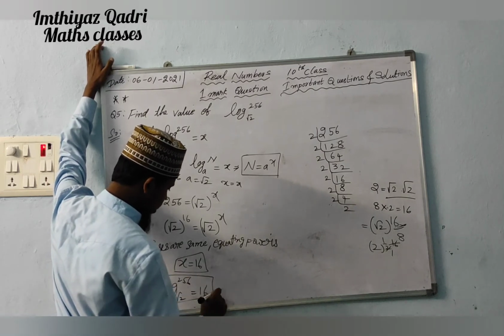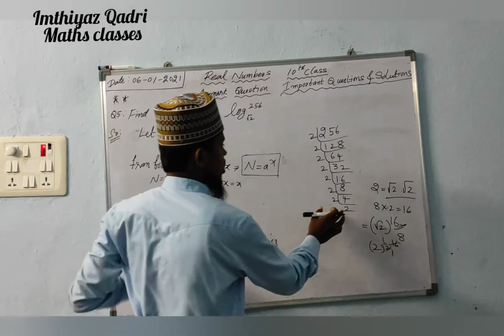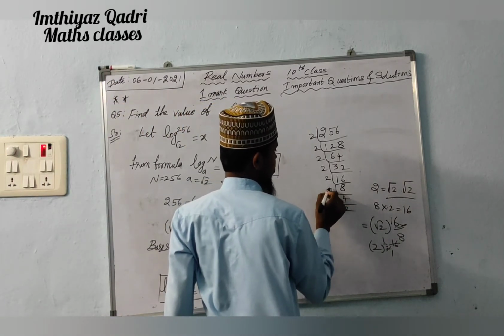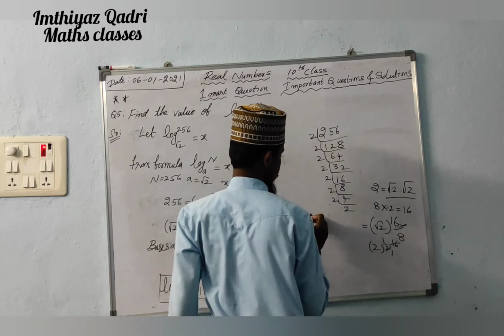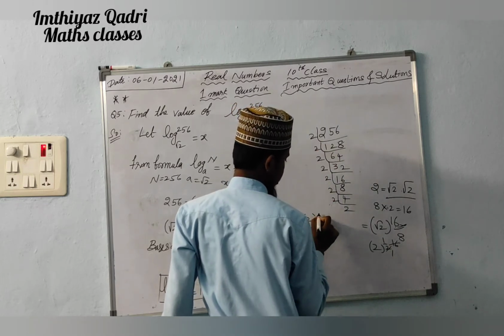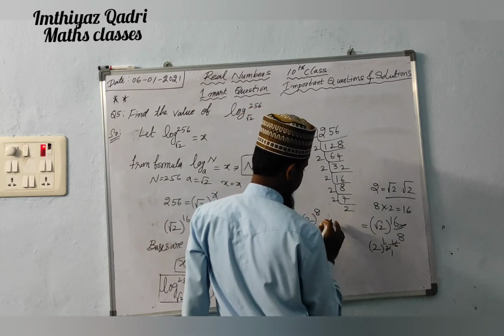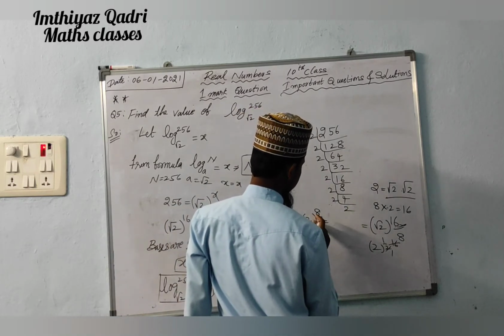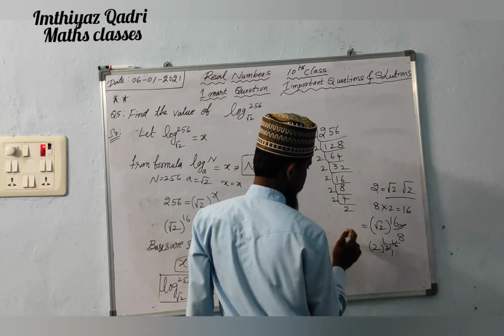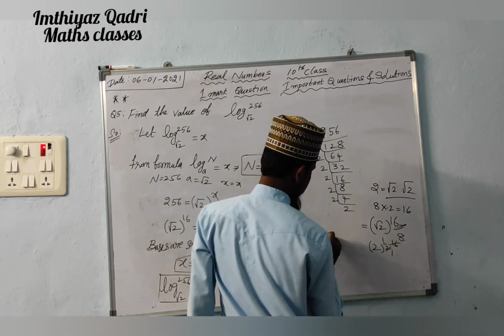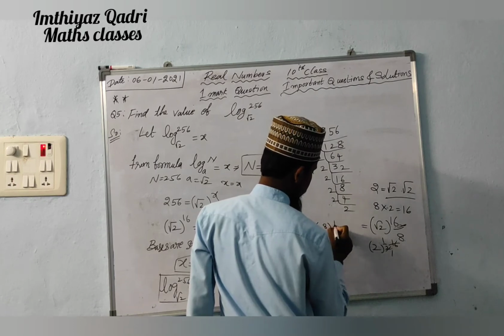Once again I explain this. See here, 2 into 2 into ... eight times, 1, 2, 3, 4, 5, 6, 7, 8, that is 2 power 8. Here 2 power 8 into 1 by 2.